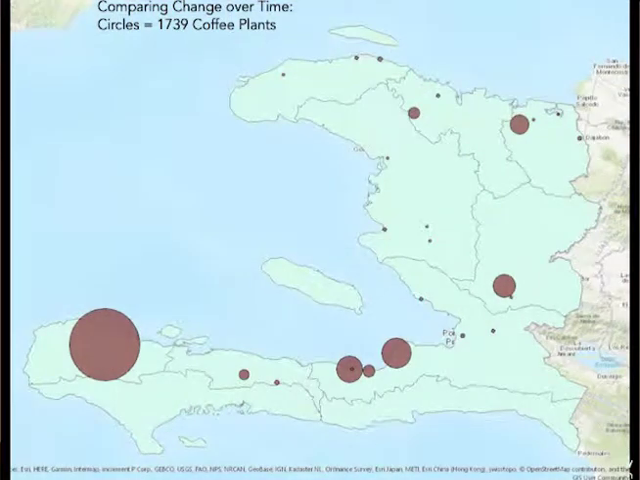We can also look at changes to one commodity over time. 1739, so we're going back in time here, 1739 marks the first year that enough coffee was produced on Saint-Domingue to warrant being counted in the annual census. And this map shows that the earliest adopters clustered in areas of what we know from the previous map were low to moderate wealth, particularly in the south.